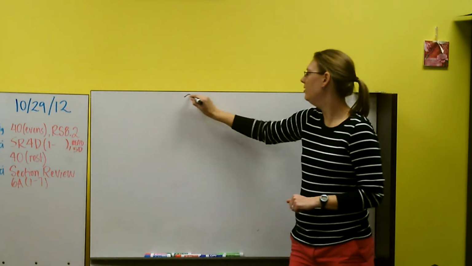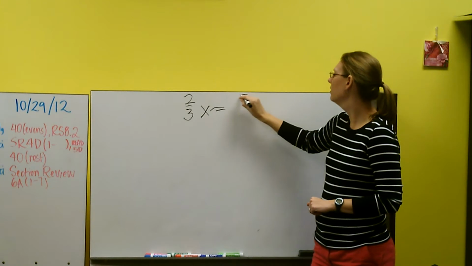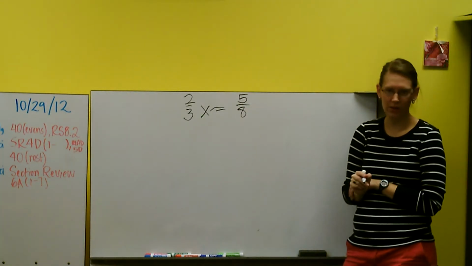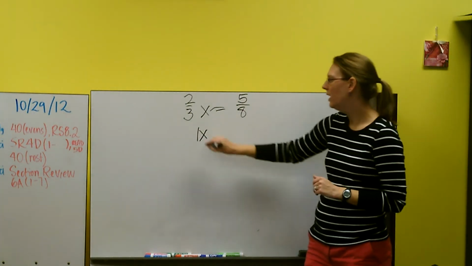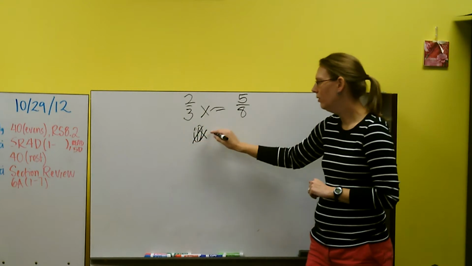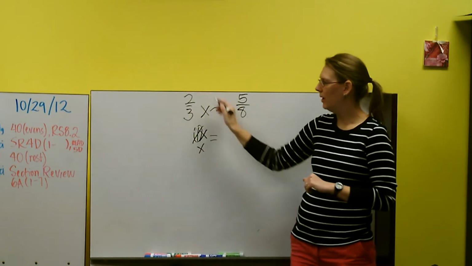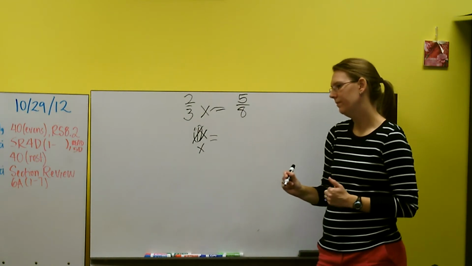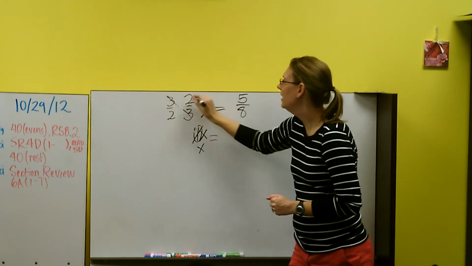If we had 2/3 x equals 5 over 8, and I say to solve for x, in order to get just plain old 1x, we don't have to write the 1. We just need the plain old x. What would we need to multiply by? 3 over 2, the reciprocal, so that these can cancel.